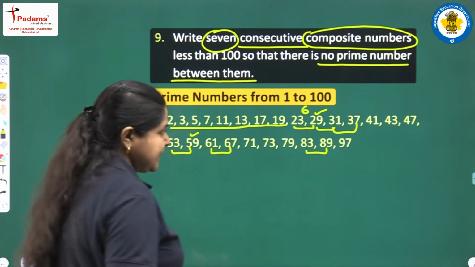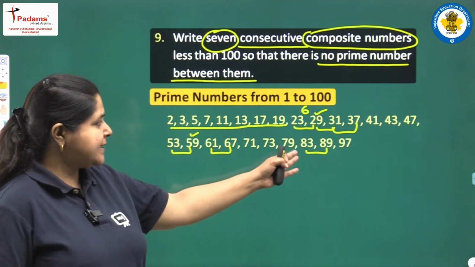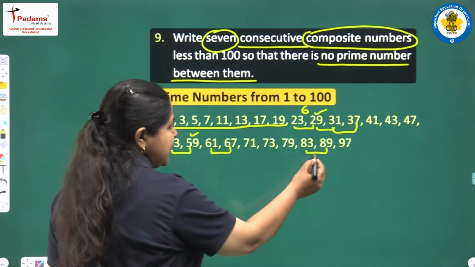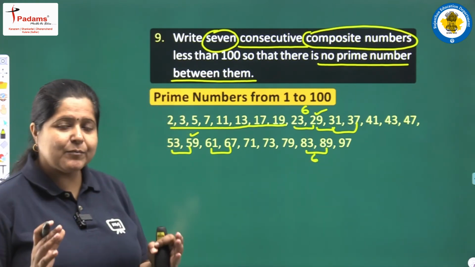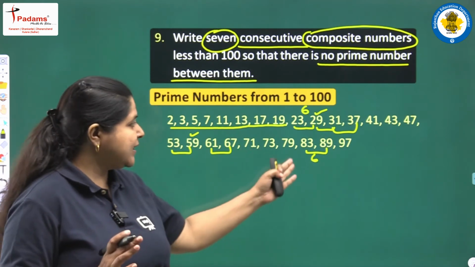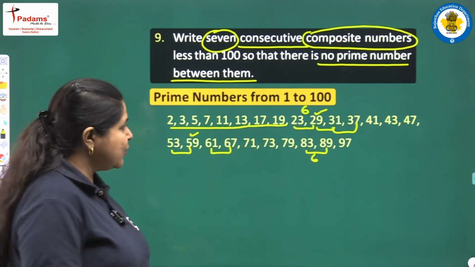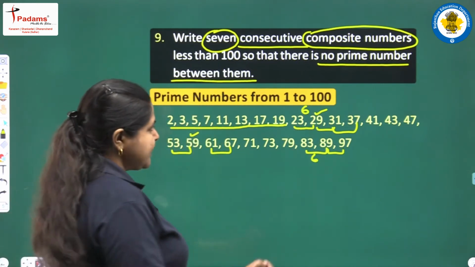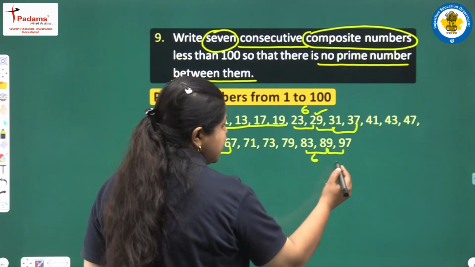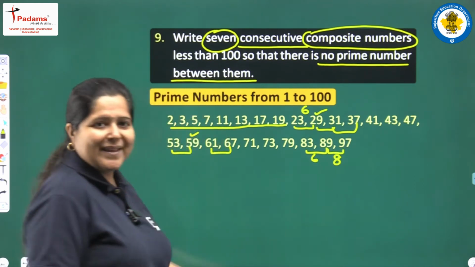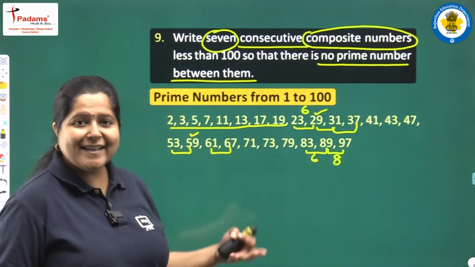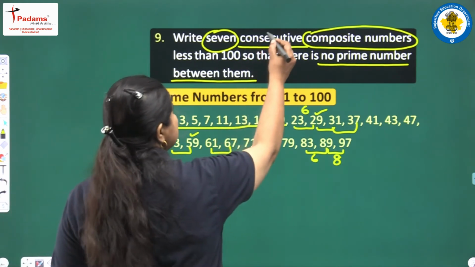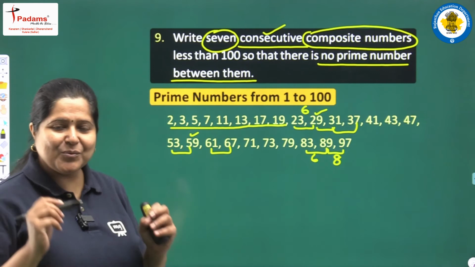Between 83 and 89, what is the difference? 9 minus 3, again it's a difference of 6. So again we will get only 5 numbers continuously between 83 and 89. Then we look at the difference between 89 and 97. What is the difference? Just subtract. 97 minus 89, it's 8. Yes, here we can get 7 consecutive composite numbers in between.